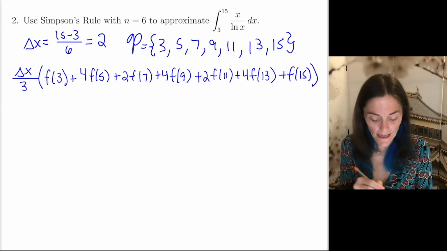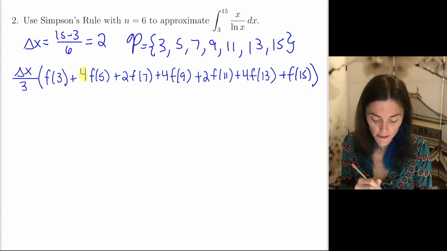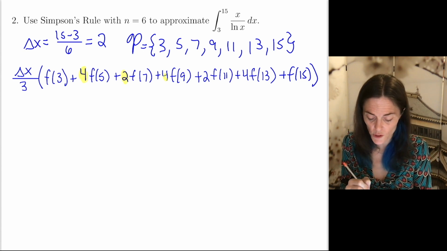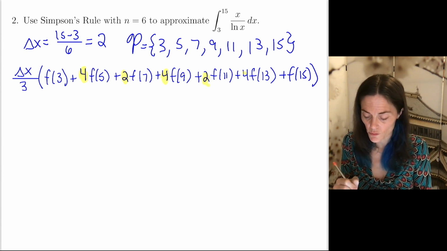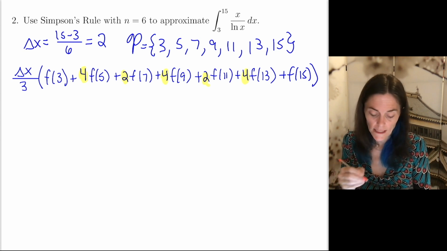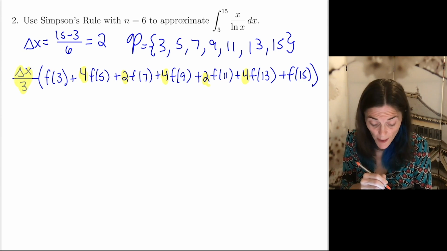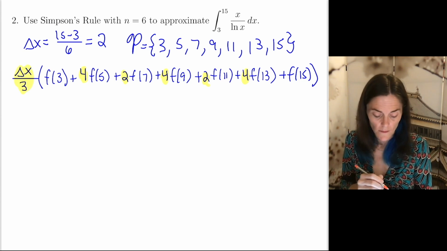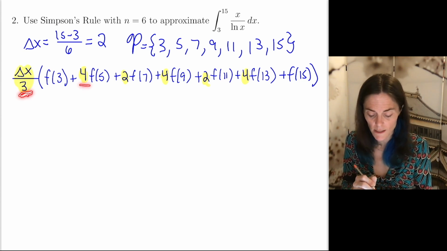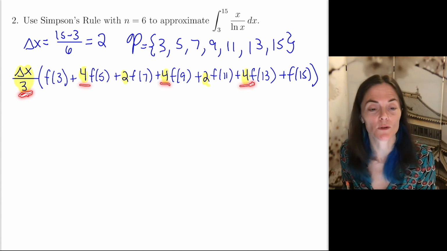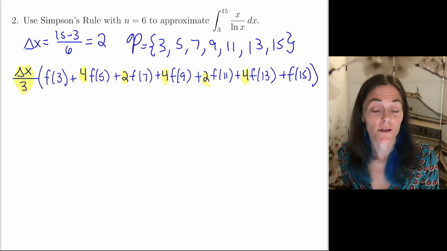Just like this. And I will highlight here, this is what makes it Simpson's rule: 4, 2, 4, 2, and 4, together with delta x over 3. Maybe I should highlight that too. If we had trapezoid here, this would be delta x over 2, and these would be 2's. And that's the main difference in the formulas.